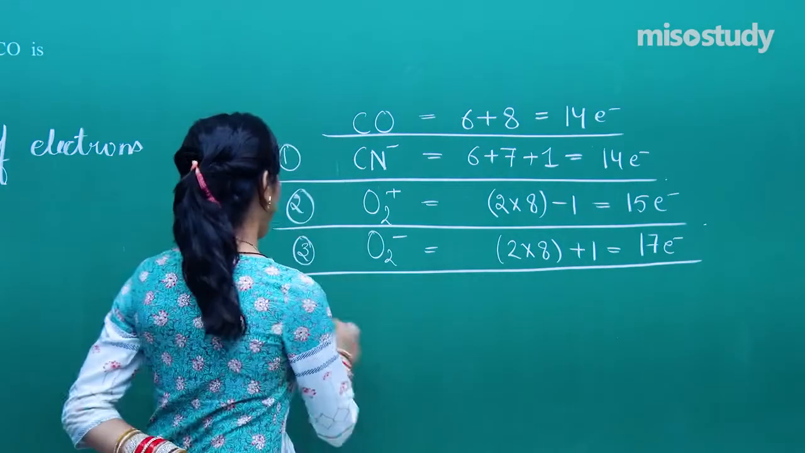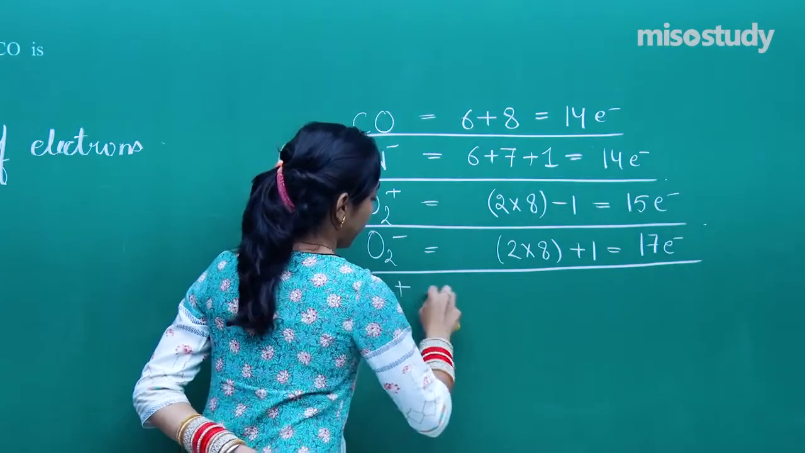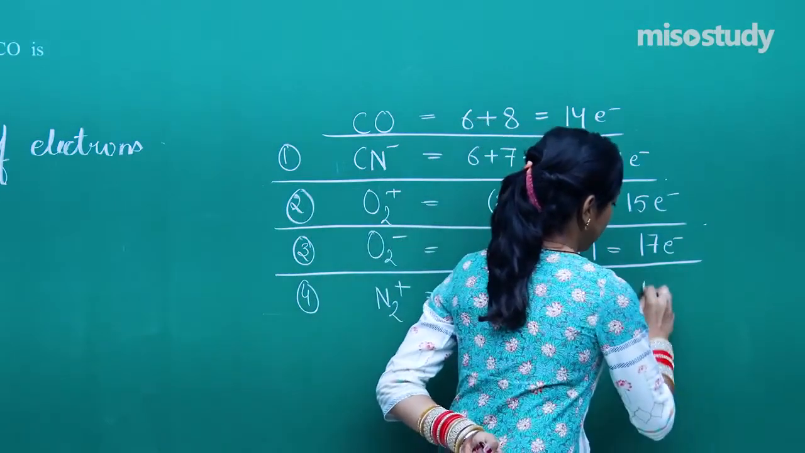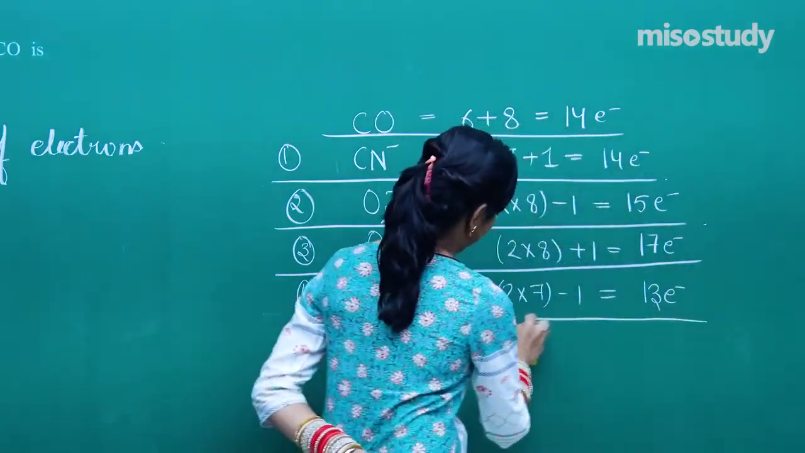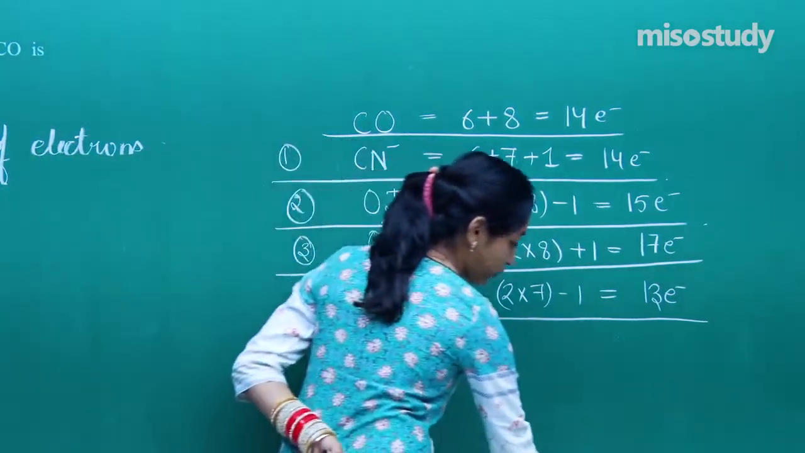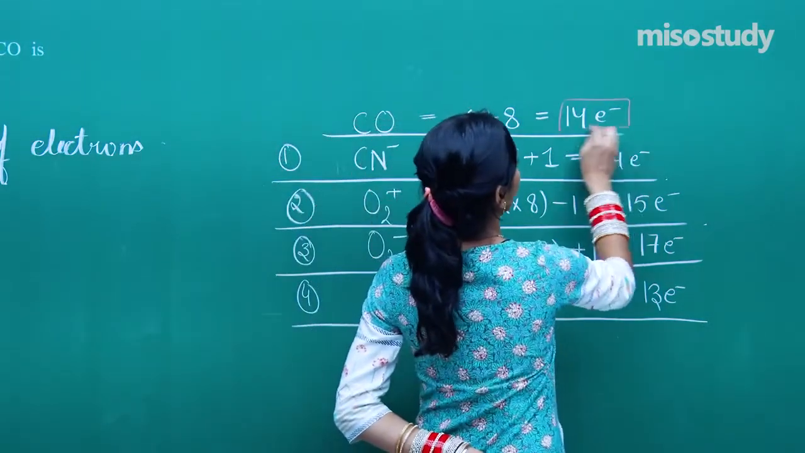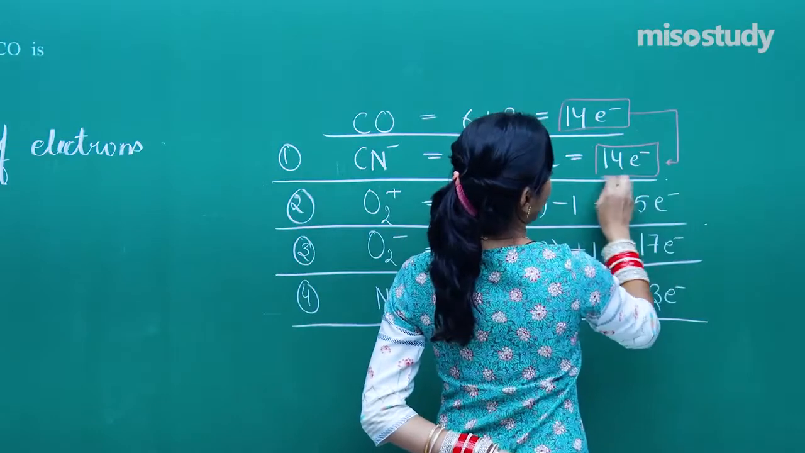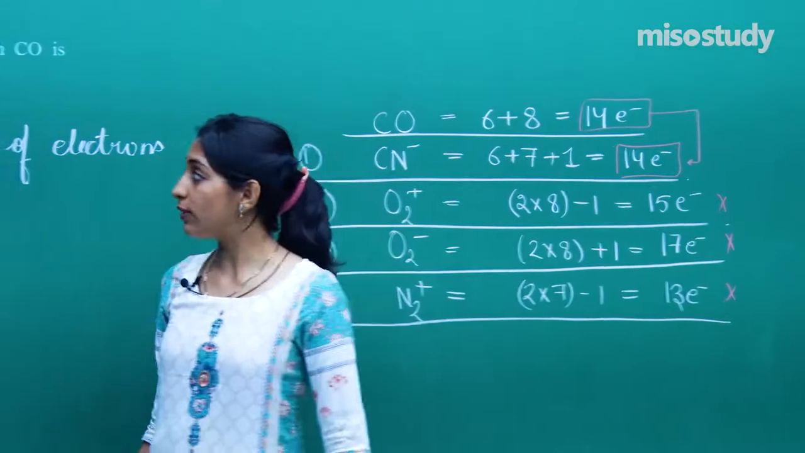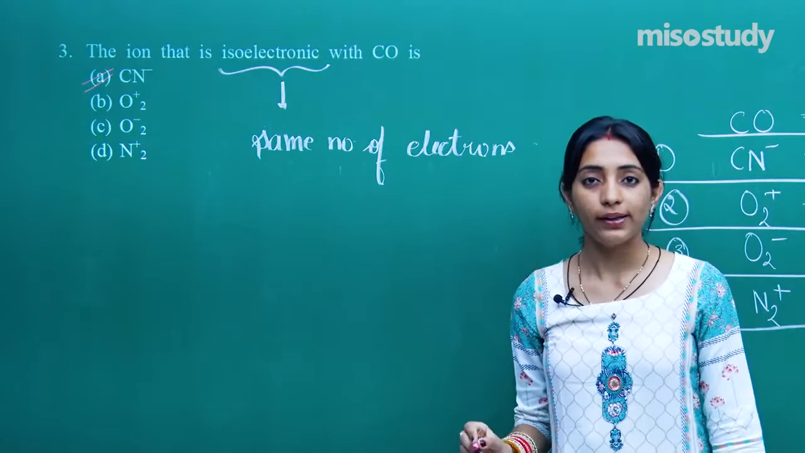And finally, let me move on to my fourth option, which is N2 positive. So see, nitrogen is having 2 into 7, 14, but 1 positive is there, making it a total of 13 electrons. Right? We had to figure out the species which is isoelectronic, that means which is having the same number of electrons. So 14 is same as 14, neither 15, 17, nor 13, right? So which will be our correct option? We can simply say our correct option will be option number A, right?